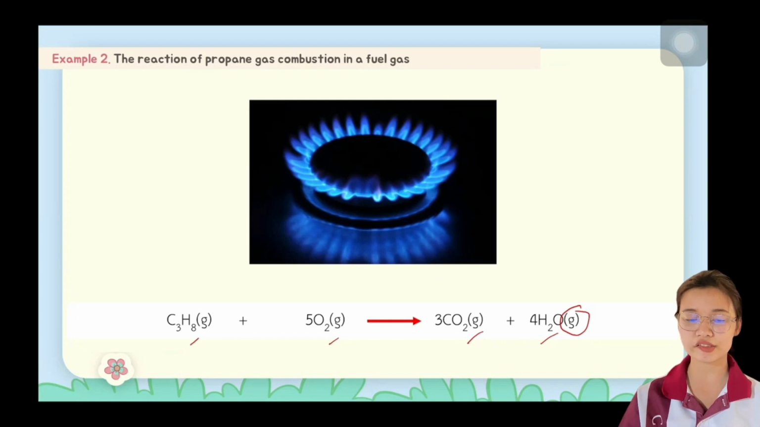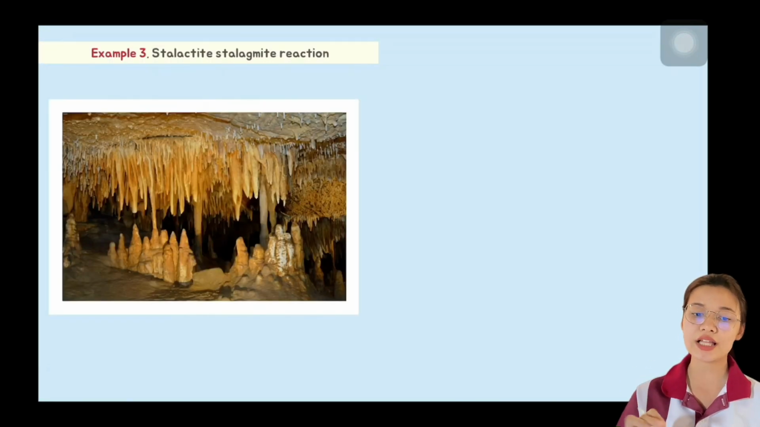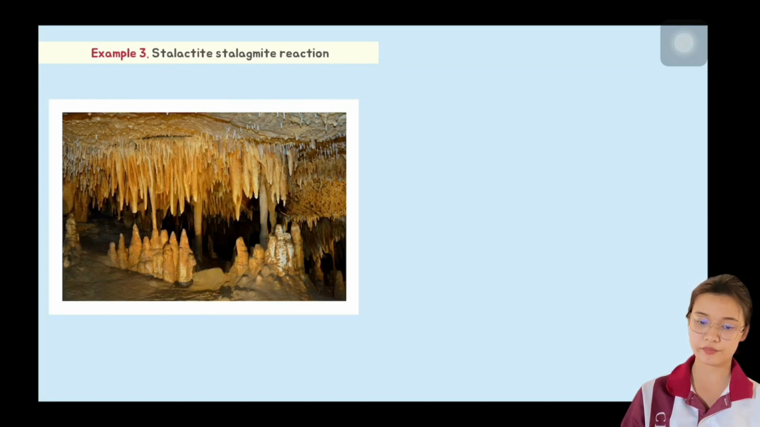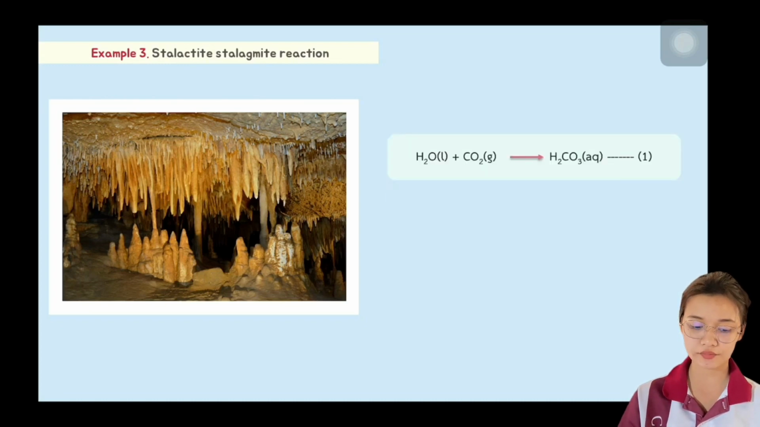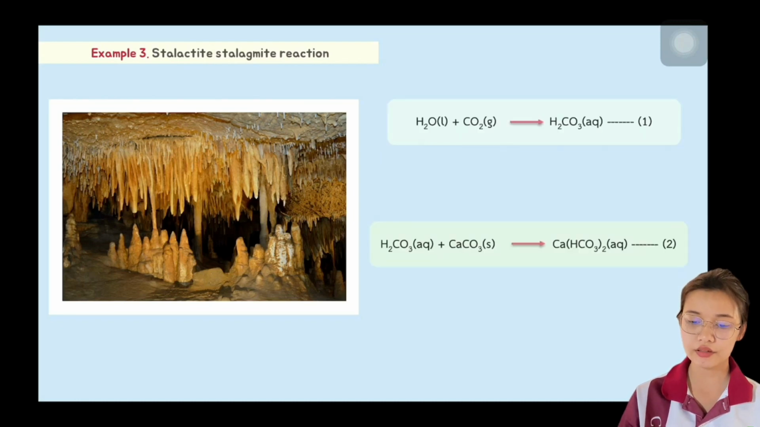Okay, next example. Example 3, stalactite-stalagmite reaction. This is a picture of stalactite-stalagmite in the cave. There are 3 steps in the formation of stalagmite and stalactite as follows. Reaction 1. Water reacts with carbon dioxide to form a carbonic acid solution. Reaction 2. Carbonic acid solution reacts with calcium carbonate to form calcium bicarbonate solution.